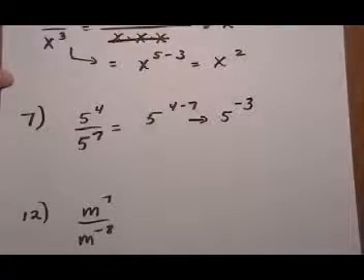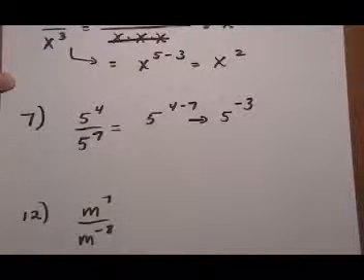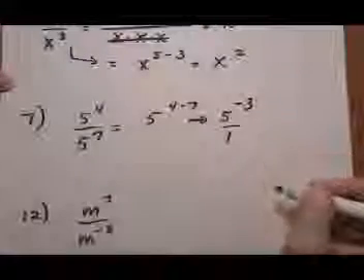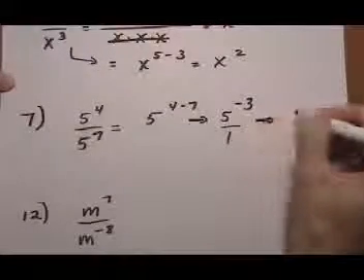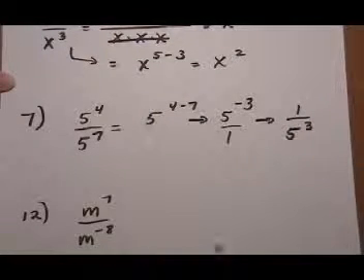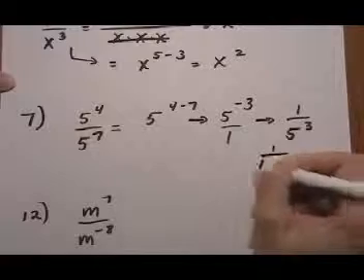In final answers, with any kind of exponent problems, you never want to leave a negative exponent for the final answer. So we need to now shift this, think of it as over 1, shift it down because it has a negative exponent. 1 over 5 cubed. And that would be 1 over 125.